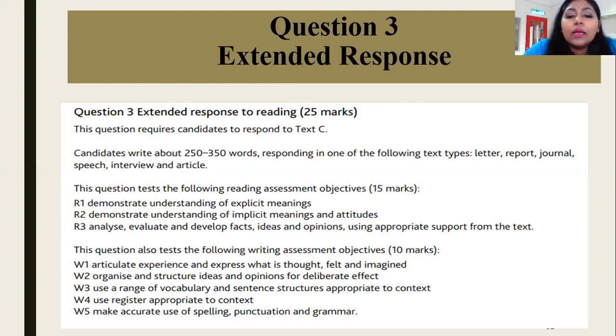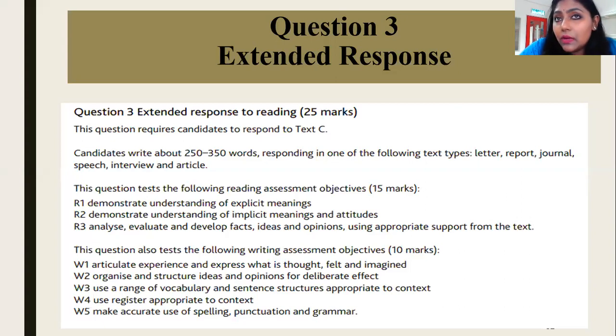And also 10 marks for writing assessment, where we would like to see how well you can put your thoughts into your writing, and we're going to see how well you're going to organize and structure your points, and some writing skills like vocabulary, sentence structure.